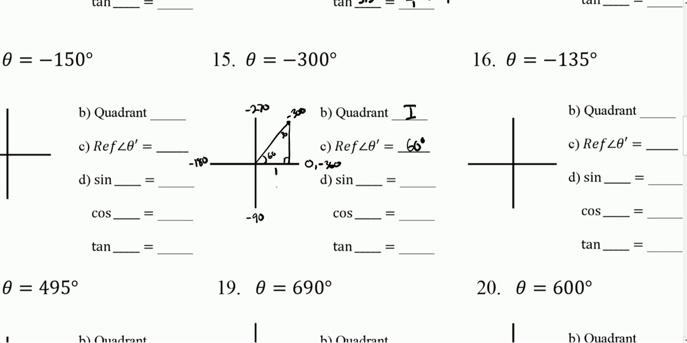So opposite 30 we write 1, opposite the 90 we write 2, opposite 60 we write root 3. We're in quadrant 1, so our height and our base length, our x and y values, are both positive. So the sine of negative 300 is going to be the opposite of the reference angle over the hypotenuse, so root 3 over 2. The cosine of negative 300 degrees is the adjacent to the reference angle over the hypotenuse, so 1 over 2. And the tangent of negative 300 degrees is the opposite over the adjacent, so root 3 over 1, which is just root 3.